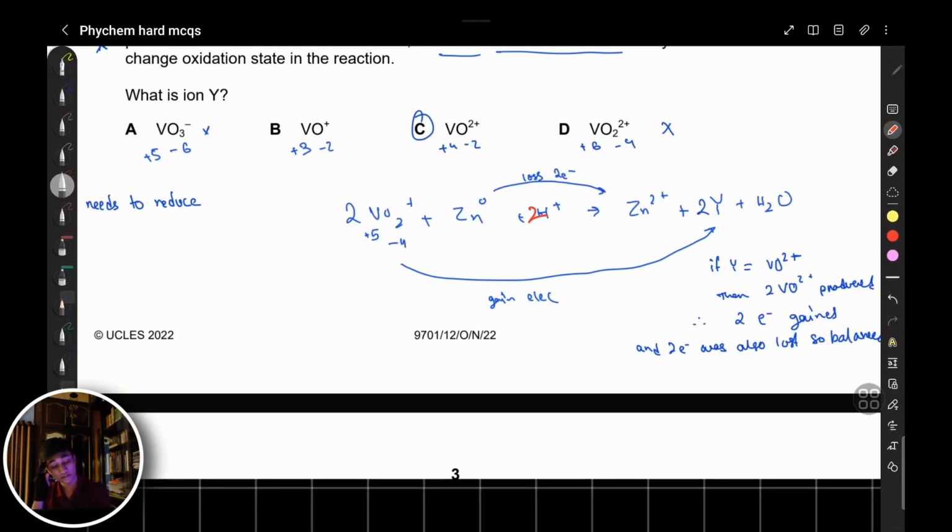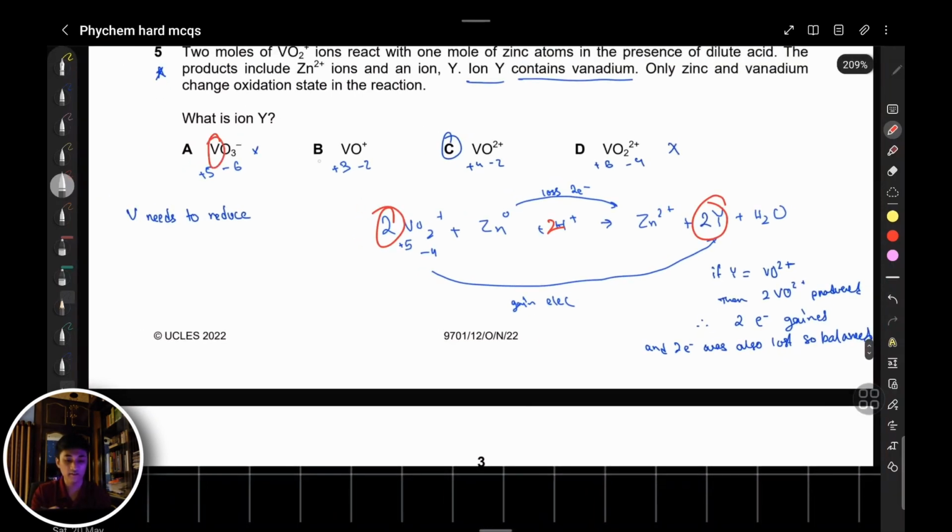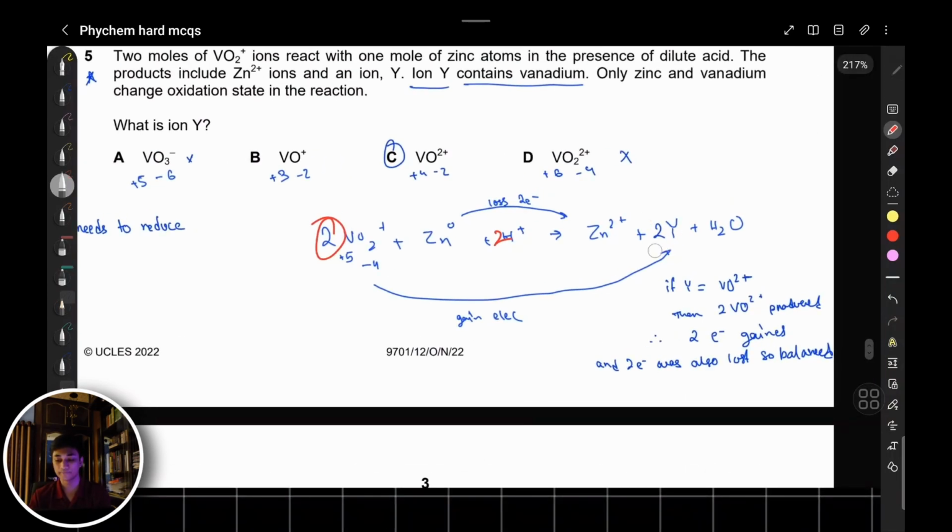Now, one thing that you should notice is there are 2 moles of vanadium oxide, and on the right hand side there should be 2 moles of Y as well, because in all of these options, there is 1 vanadium, 1 vanadium, 1 vanadium, and 1 vanadium. So to balance the number of vanadium atoms, you have to give 2 Y ions.